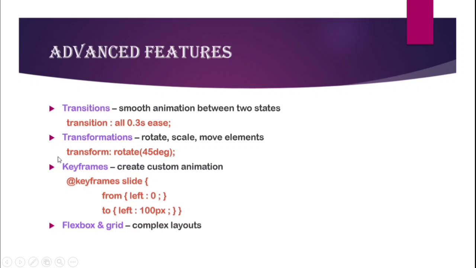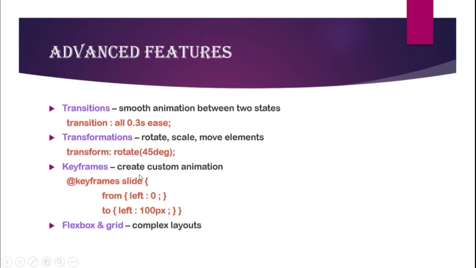For that, we have the code transform: rotate(45deg). This will only apply whenever you hover onto that particular element. So whenever you hover onto any element for which transform rotate 45 degrees is mentioned, then automatically the element will rotate 45 degrees.